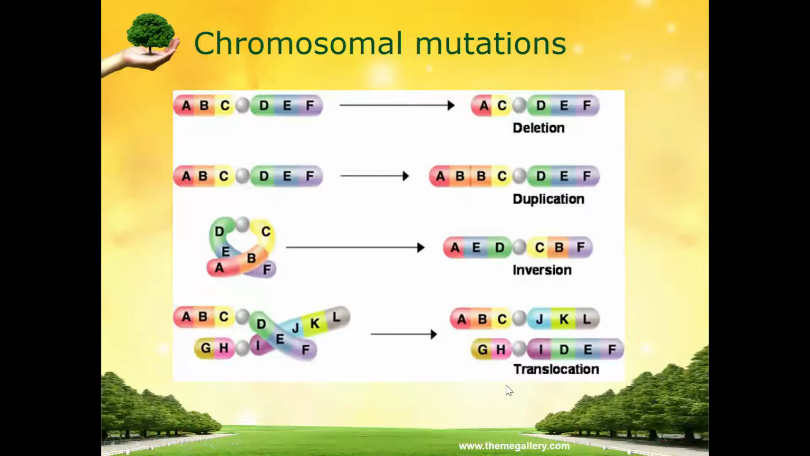Translocation occurs when a piece of one chromosome breaks off and is transferred to a new location on another chromosome. In this image, the chromosome that originally began with ABC has lost the F, DEF, and gained JKL. The F has been translocated to the second chromosome, for example. Several forms of cancer are caused by translocation, for example.